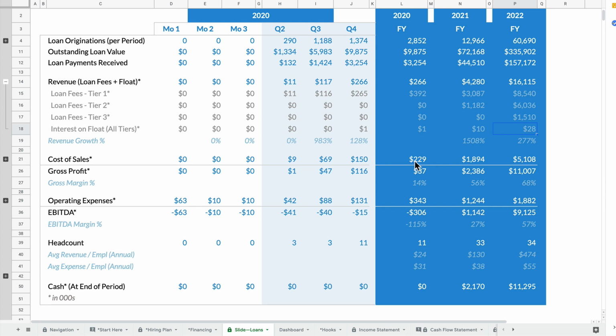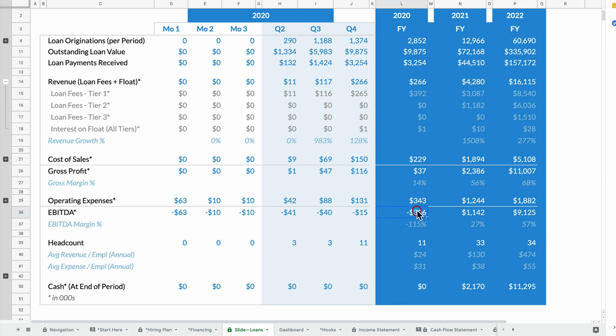And then for cost of sales, this is the cost mostly of the loans, which is you take in all the fees and then you have to pay out the investors, and then operating expenses. And you can see the headcount here, and we're tracking average revenue per employee and average expense per employee. Probably this needs to look a little different. Probably we would go to something in the 20s of headcount in year 2 and then get to this 34 number. And then we'd be doing about $500,000 in revenue per employee, which is great. If you can pull that off in a company, that's pretty awesome.